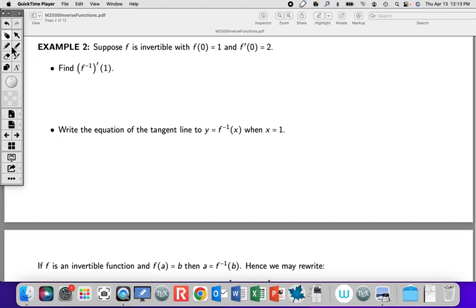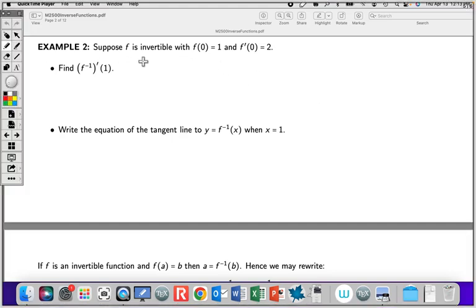Example 2, suppose f is invertible with f of 0 equals 1 and f prime of 0 equals 2. So f being an invertible function means it has an inverse.